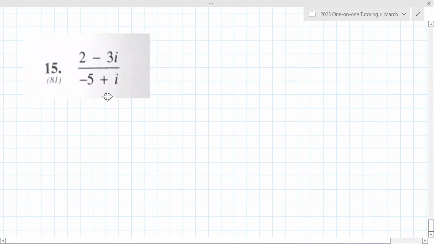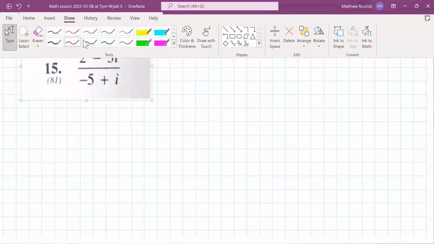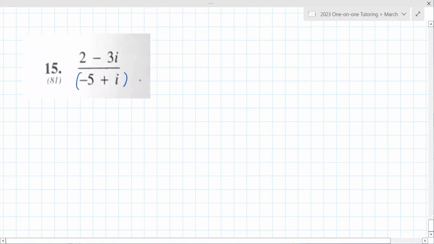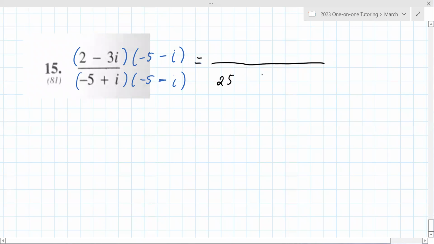All right. So you're going to multiply by what's called the conjugate. And the conjugate is exactly what's on the bottom, except you flip the operator in between. So if it's plus, it becomes a minus. If there were a minus here, it would become a plus. But you multiply the top and the bottom by the conjugate. We're going to focus on the bottom first because that's where the magic happens. You're going to FOIL. So minus 5 times minus 5 is 25. Then you get plus 5i minus 5i minus i squared.